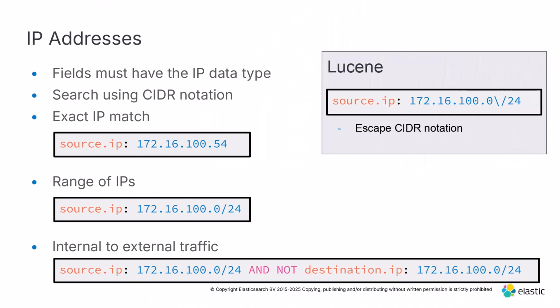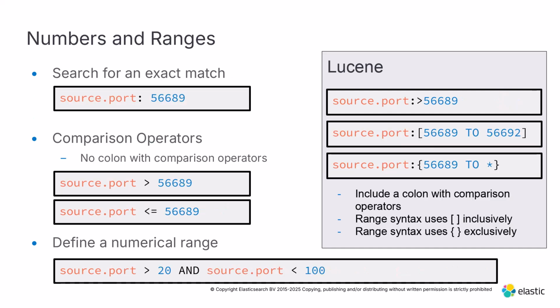With the Lucene query, you're going to escape that CIDR notation / by using a backslash. Numerical field types support comparative operators like greater than, less than, and equal to, as well as numerical ranges. Exact matches use field name followed by a value.